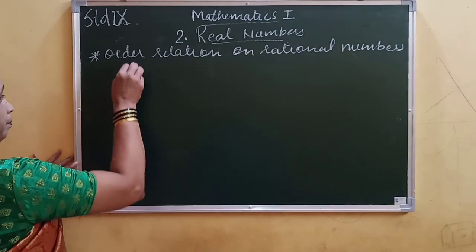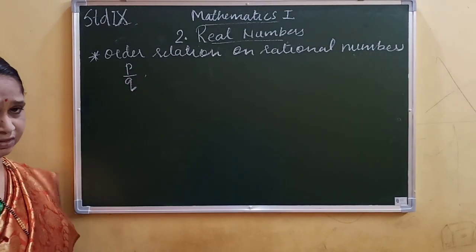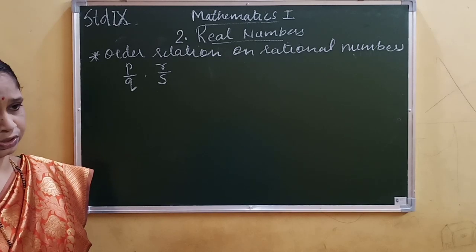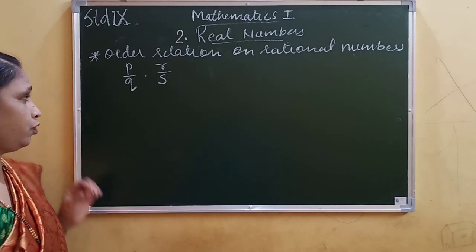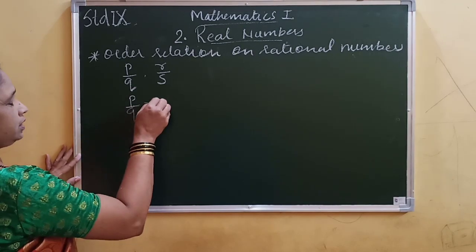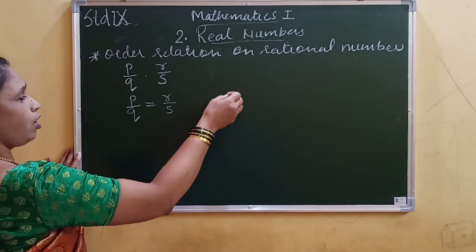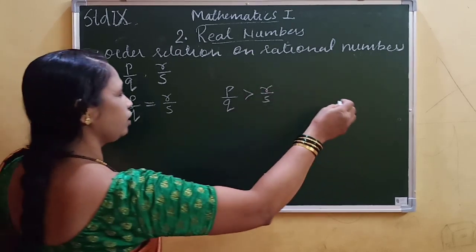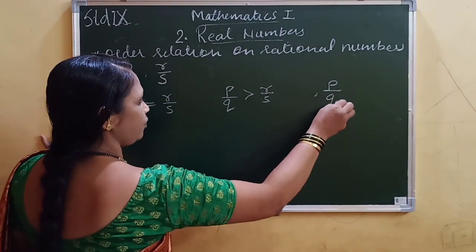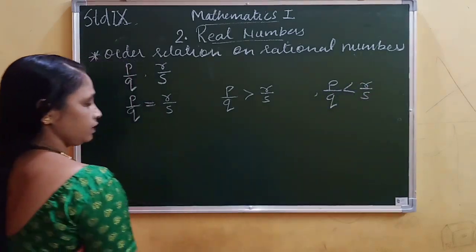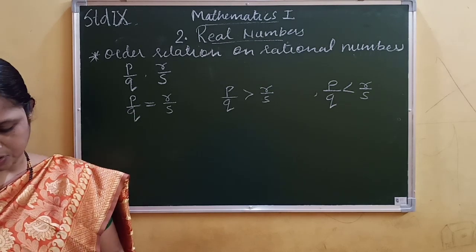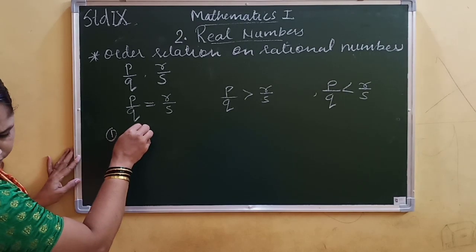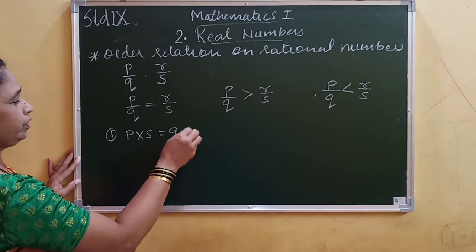Suppose p upon q is one rational number, and r upon s is another rational number. Now we know the three conditions for it: either p upon q is equal to r upon s, or p upon q is greater than r upon s, or p upon q is less than r upon s. When we have these three conditions, what can we say? First, p into s is equal to q into r.